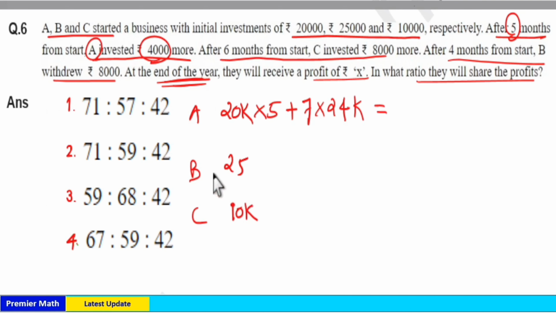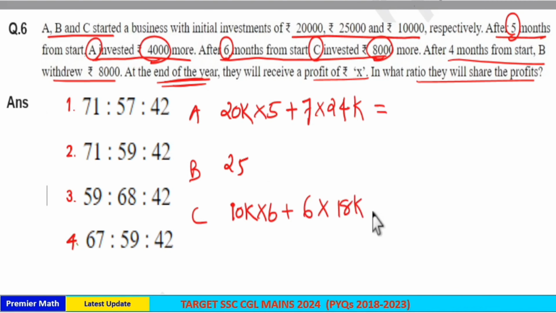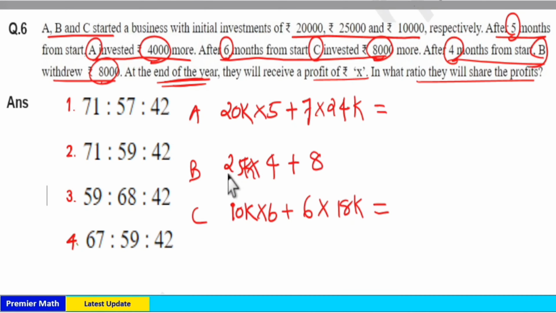Now, after 6 months from start, C invested 8,000 more. So till 6 months, C invested 10,000. For the remaining 6 months, he invested 8,000 more, that is 10 plus 8, 18,000 for the remaining 6 months. And after 4 months from start, B withdrew 8,000. So till 4 months, he invested 25,000. For the remaining 8 months, he withdrew 8,000, which means 25 minus 8, 17,000. So for the remaining 8 months he invested 17,000. So this is the investment.